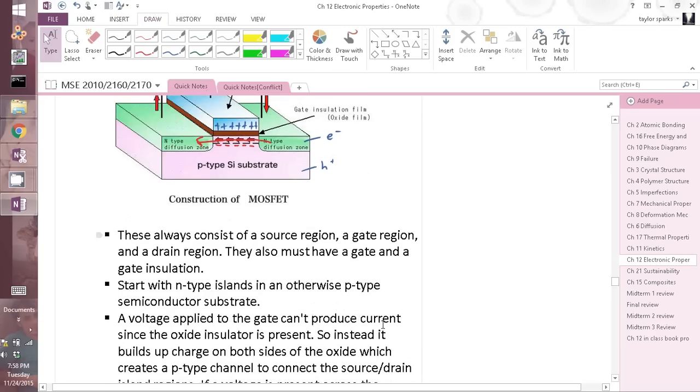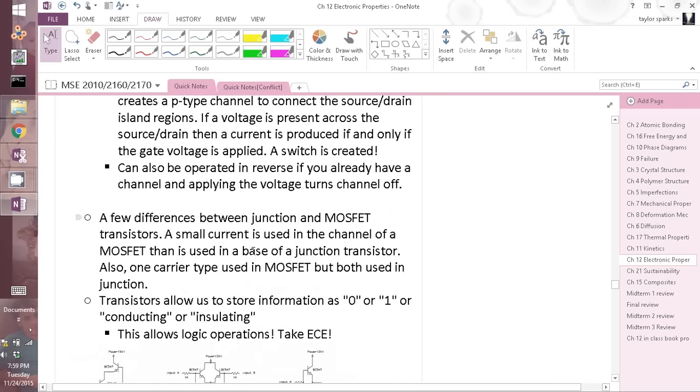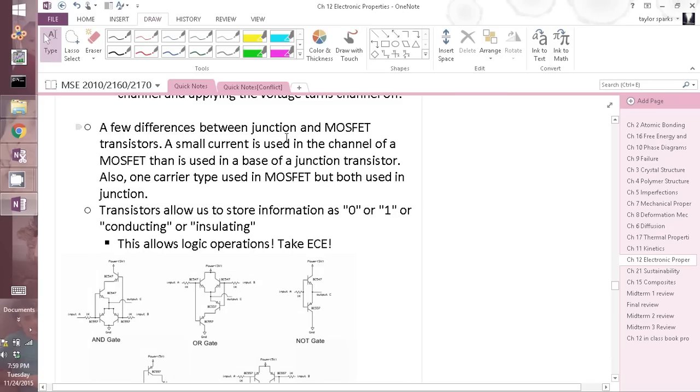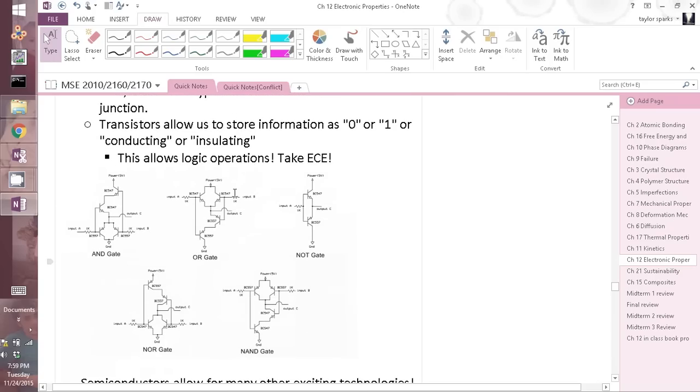Okay. So transistors, to summarize, must have a source, a gate, and a drain. And then we have to have a gate and a gate insulation. And here's some text describing the basic operation. There are some differences between junction and MOSFET transistors. We won't go into the details of it. I think this is interesting though.